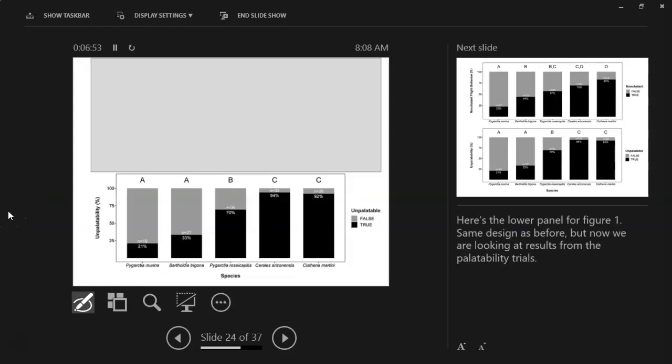This is also Figure 1, and this time I've blocked out the top panel. And what I'm showing you here is the data from the palatability trials.